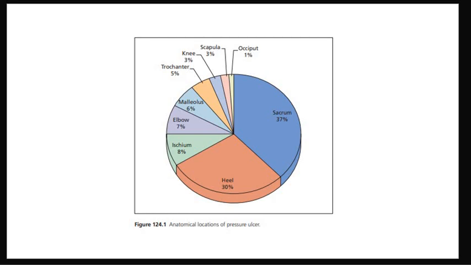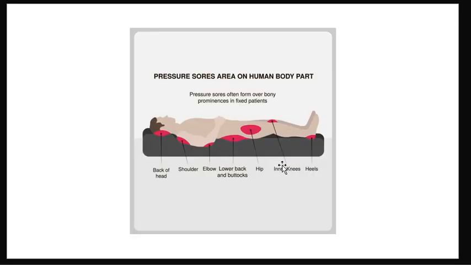Like when the patient is bedridden, the most common areas where pressure is exerted are the back of the head where the occiput bone is present, the shoulder with the scapula, the elbow, the lower back and buttock, where the sacrum, major trochanter and ischium bone are present, and the hip bone, inner knees, heel bone, and at the side of the ankle is the malleolus. And these are the areas where the bone exerts pressure over the skin.